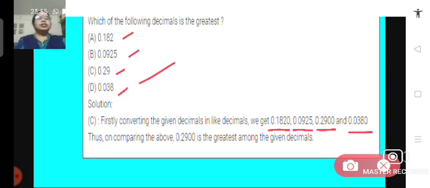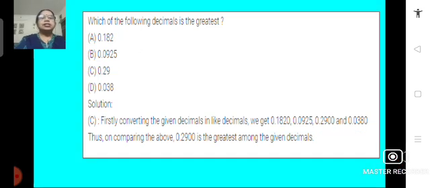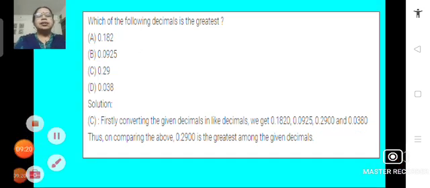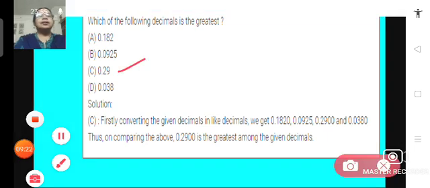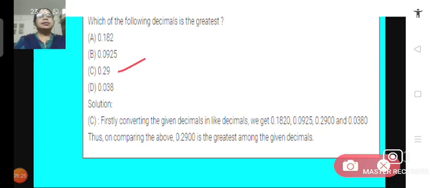We find that 0.2900 is the greatest among the given decimals. So the answer for this is the option C. Option C is the correct answer. C is the greatest decimal. That means 0.29 is the greatest decimal.